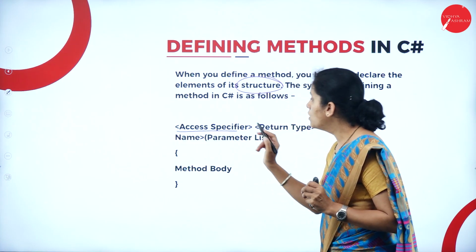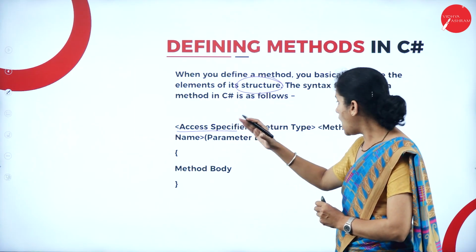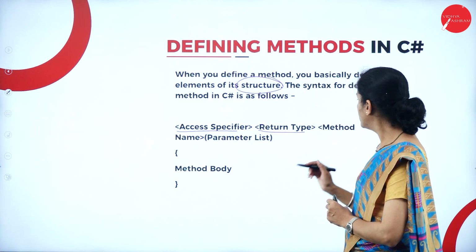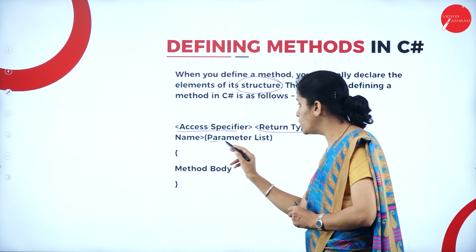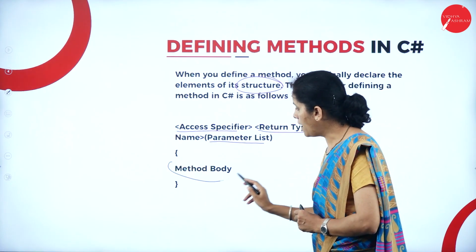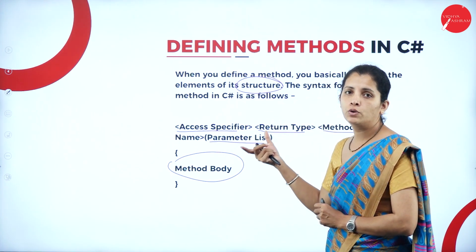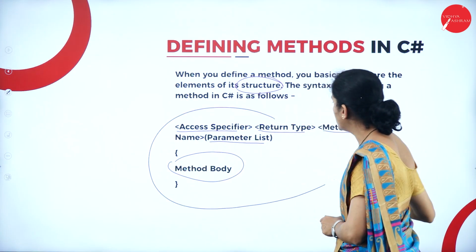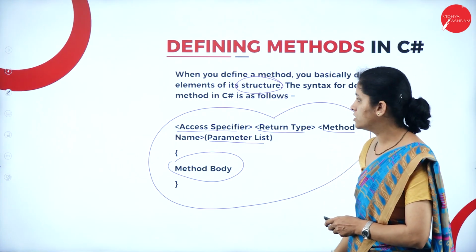At the beginning, what do I want to do? I want to write the access specifier. After that, I want to write the return type. After that, I'm going to specify the method name. Along with that, I'm going to have a set of parameters. Then I'm going to have the method body. Inside the method body, I'm going to write executable statements. And all these things together are called the structure, or method declaration structure.